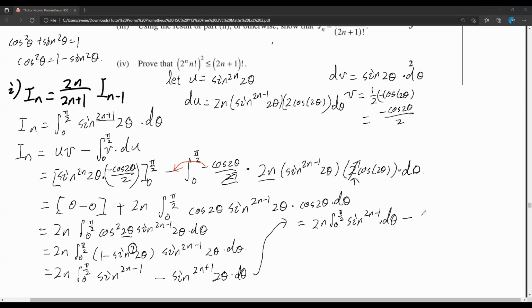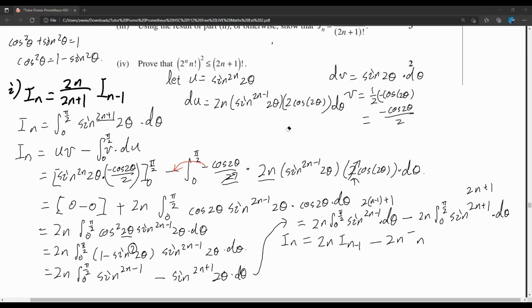And then minus my 2n integrate 0 to pi on 2 sine 2n plus 1 d theta. There we go. Okay. Now you will realize this is your 2n minus 1 plus 1, and this is your 2n plus 1. So this means putting our left-hand side in, I have In equals to 2n I(n-1) minus 2n In.